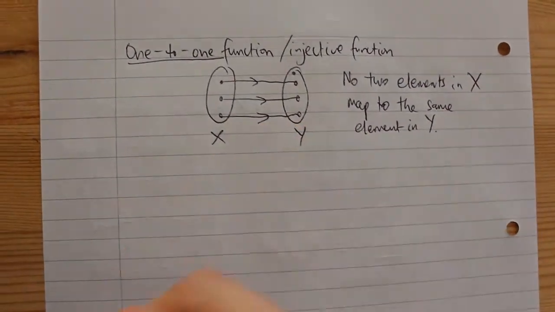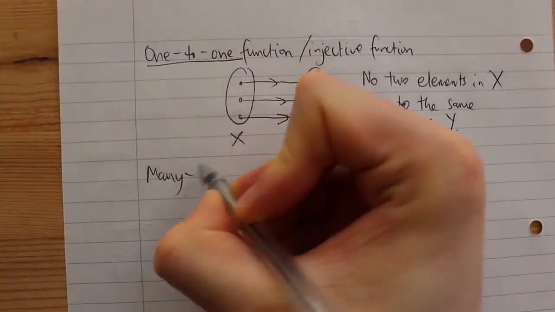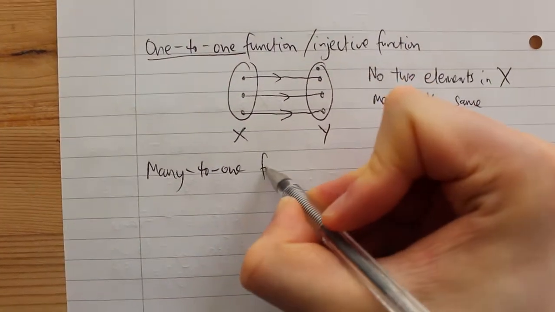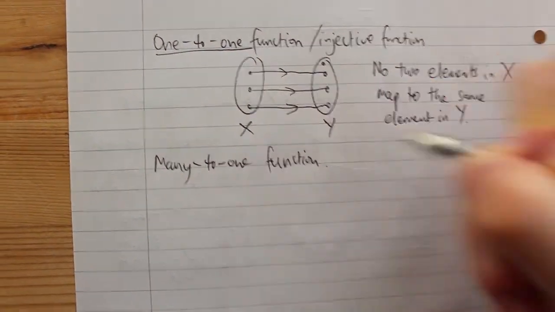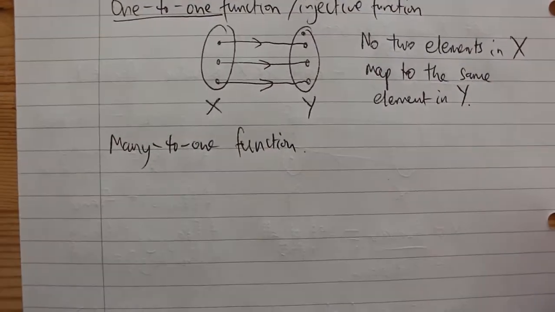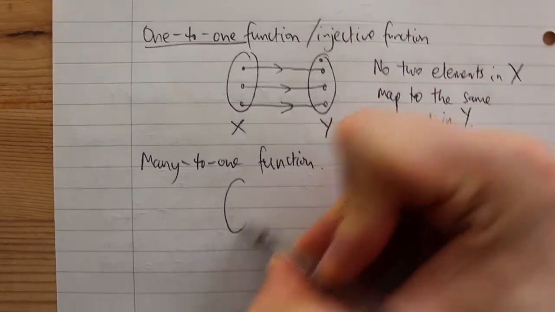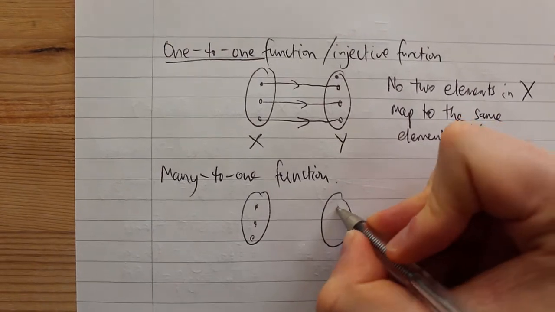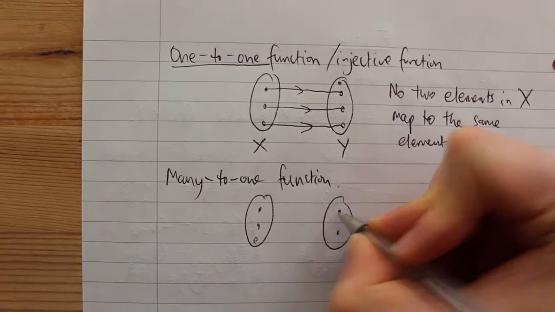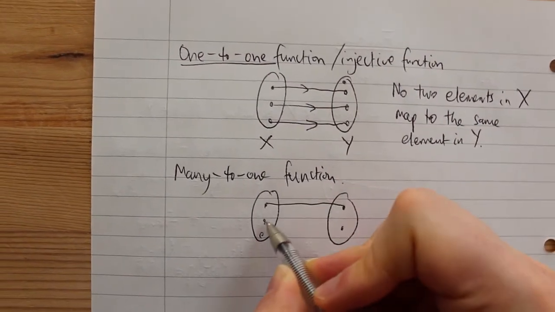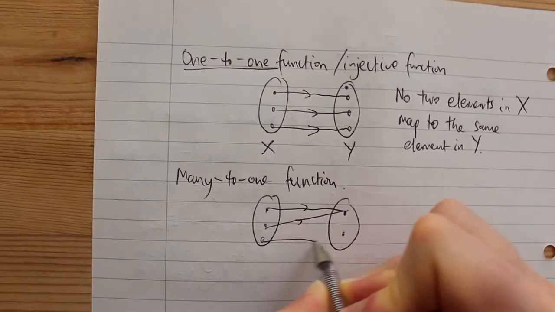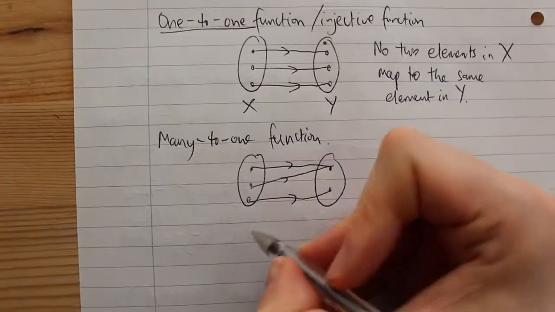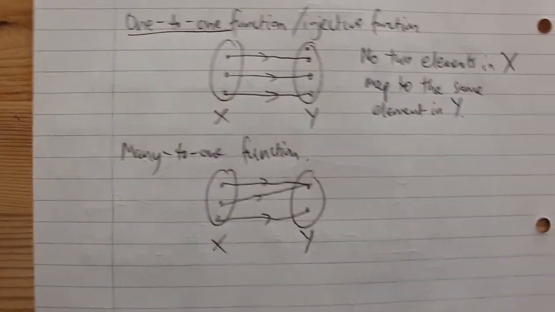Okay, and then we have a many-to-one function. So this is a function where we do have at least some pair of values that map to the same element in Y. So for example, here this is an example of a many-to-one function between these sets X and Y.